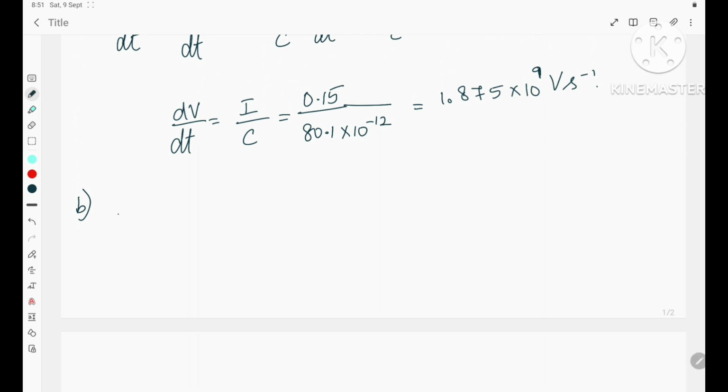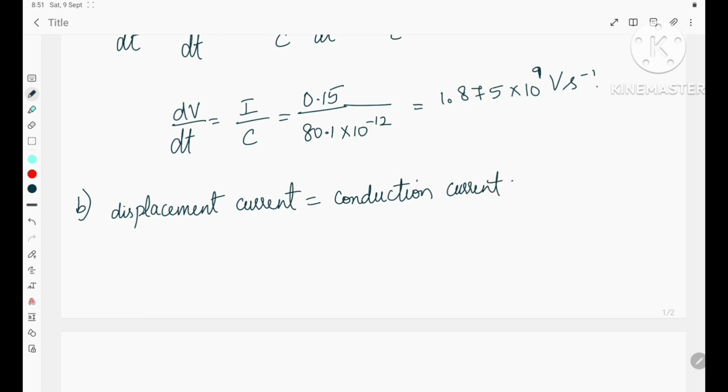Now we know very well that displacement current is equal to the conduction current. Displacement current is equal to the conduction current. So from where are we getting this? By the property of continuity. What is continuity? That the current is continuous, isn't it?